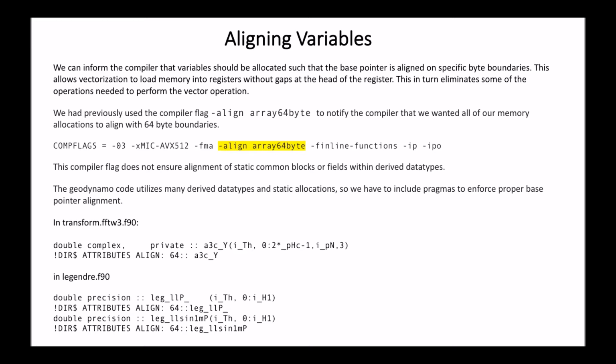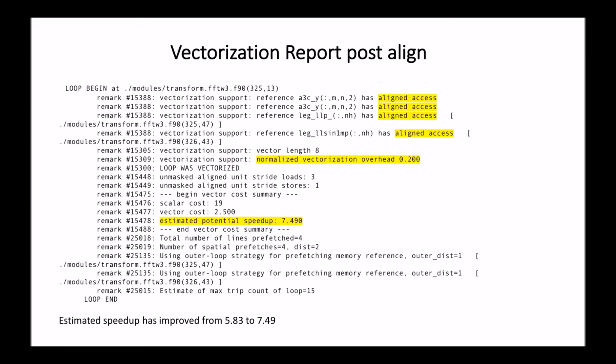Our code has a significant amount of static and derived data types. So in order to align that memory, you have to go into the code and add the pragmas, attributes align 64, for example, and then the name of your variable. So we did this according to what the vectorization report said for line 325. And the result is that now all of our memory accesses are aligned.